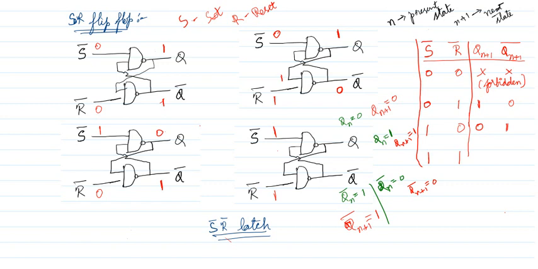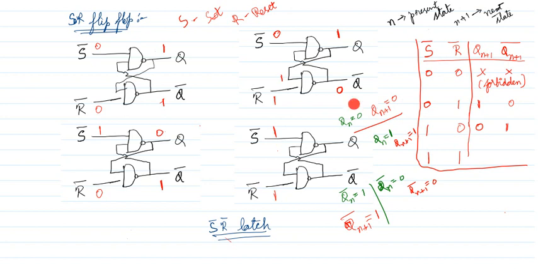Now we are going to make an important conclusion. What is the conclusion? If the past state is 0, when I give the input 1 1, the next state is also 0. If the past state is 1, if I give the input 1 1, the next state is also 1. That means Qn plus 1 is equal to Qn when I give the input 1 1. That is the conclusion.